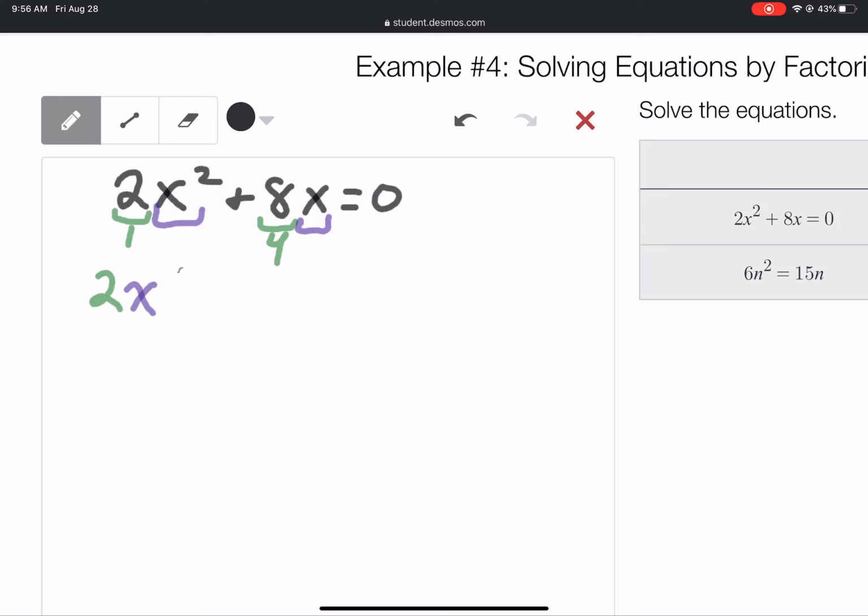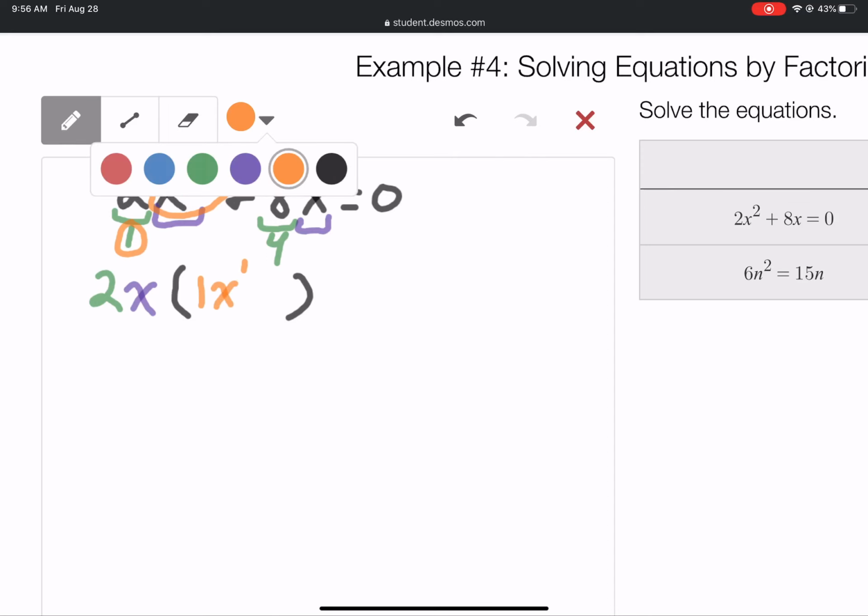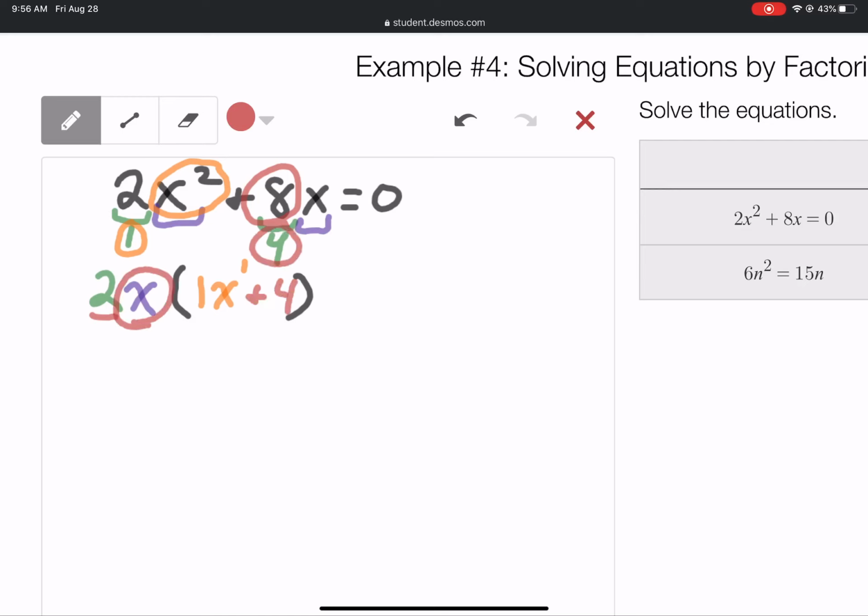Then I'm going to write my parentheses. What is left over if I divide this out from each of my terms? If I take out a 2 from 2, 2 divided by 2 is 1. And if I take out one of the x's from x to the power of 2, that's going to leave me with just x to the power of 1. If I take out a 2 from the 8, divide 8 by 2, that's going to leave me with the 4. And if I take out an x from an x, that's going to give me no more x left over.